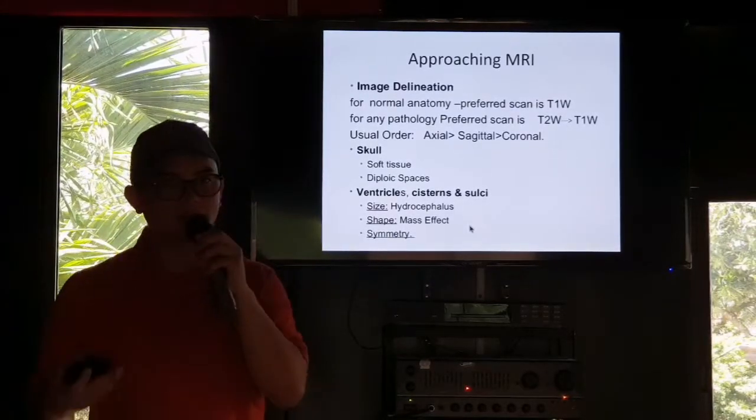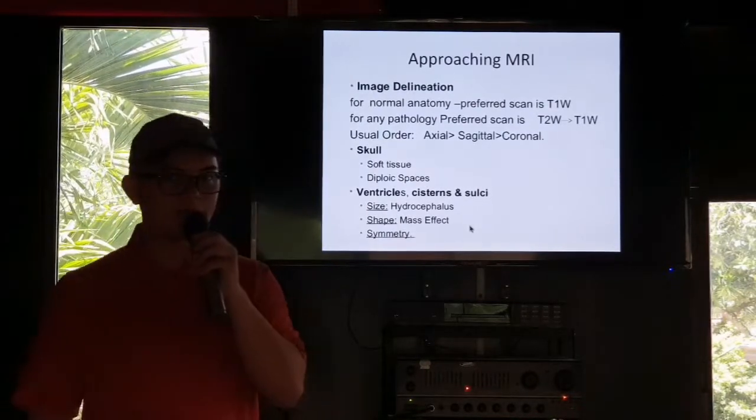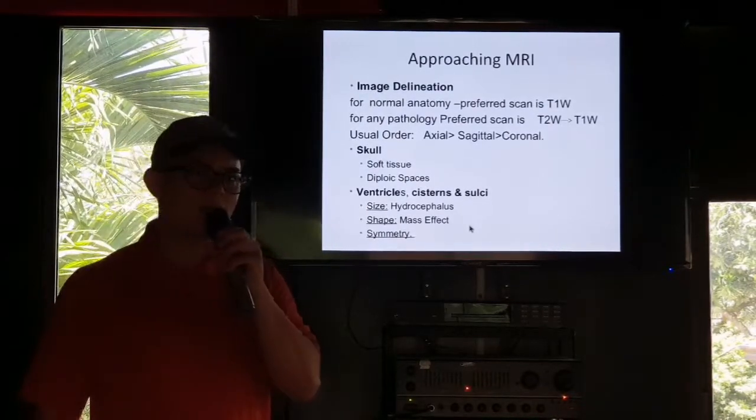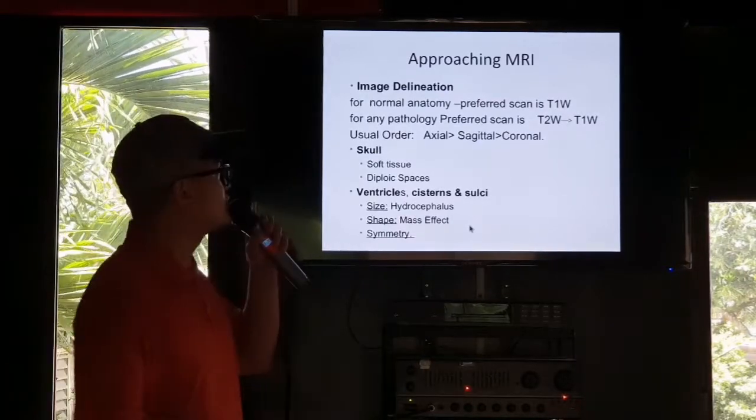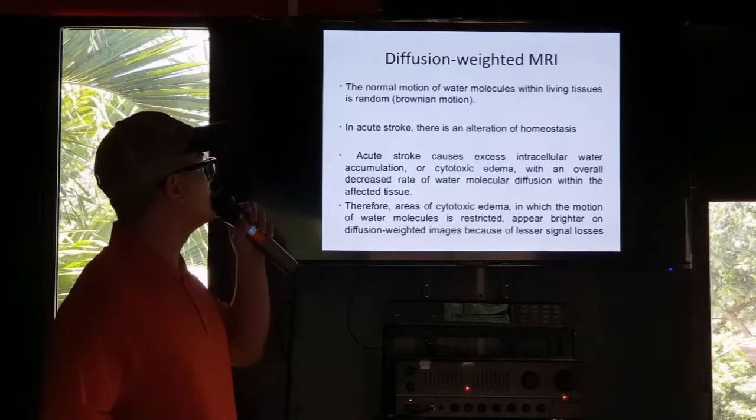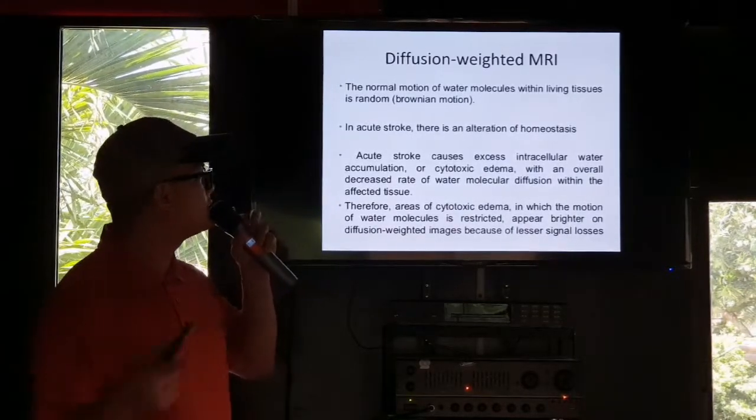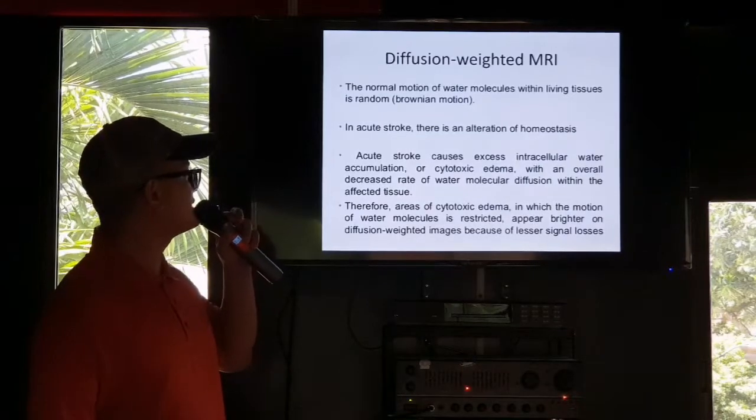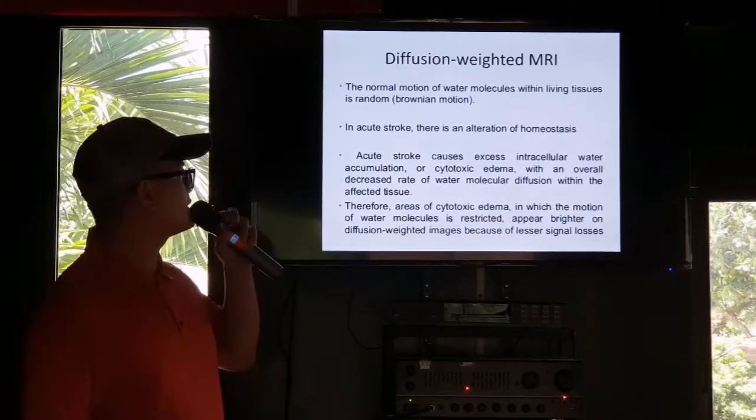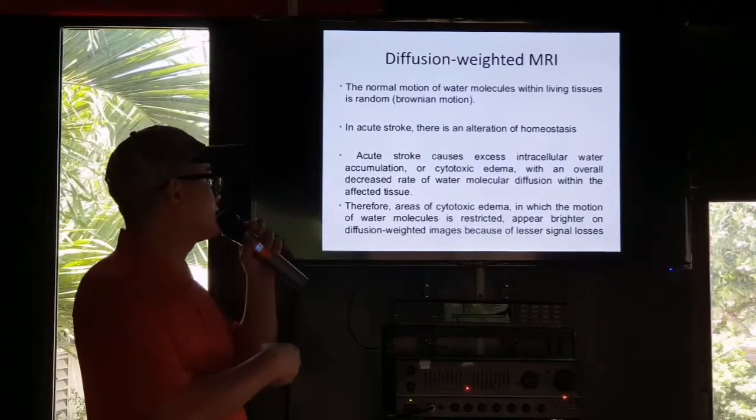If the patient has money, of course, we can request a diffusion-weighted MRI to check post-cholesteatoma surgery. Normal motion of water within living tissues is random. In acute stroke, there's an alteration of this homeostasis and it produces excess intracellular water, or cytotoxic edema, with an overall decreased rate of water diffusion.